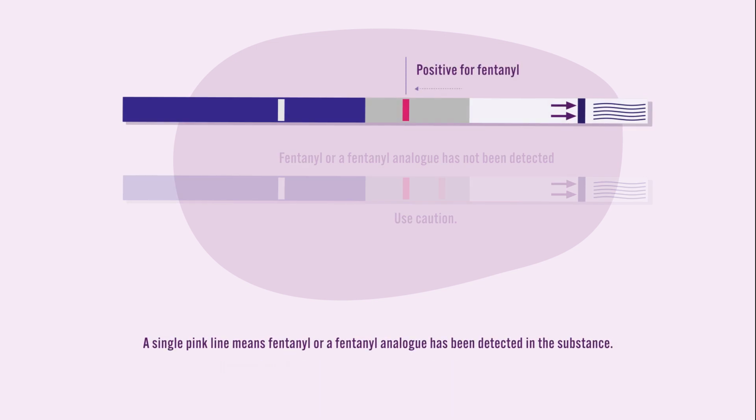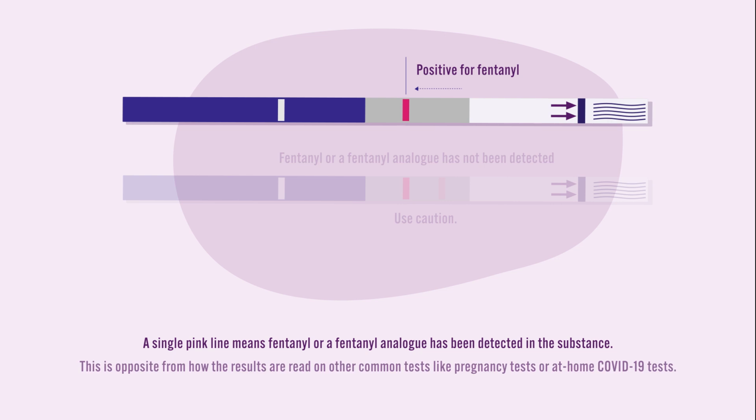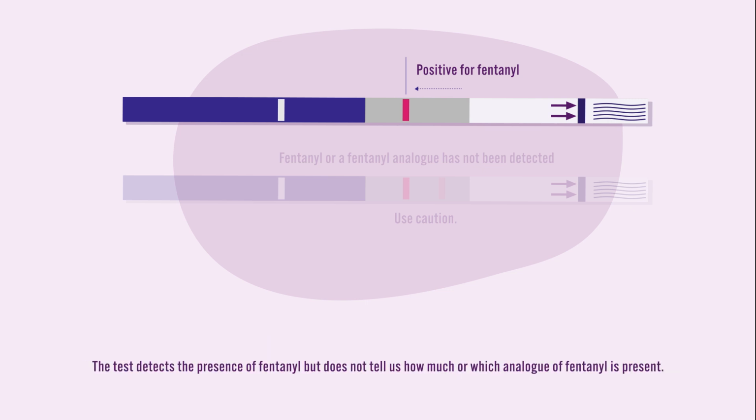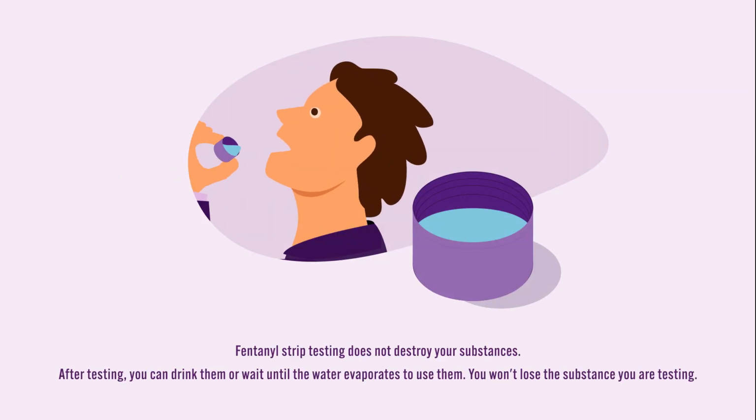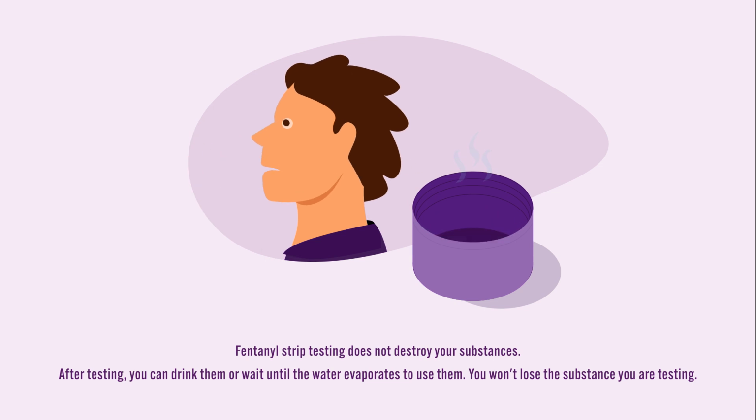A single pink line means fentanyl or a fentanyl analog has been detected in the substance. This is opposite from how the results are read on other common tests like pregnancy tests or at-home COVID-19 tests. The test detects the presence of fentanyl but does not tell us how much or which analog of fentanyl is present. Fentanyl strip testing does not destroy your substances. After testing, you can drink them or wait until the water evaporates to use them. You won't lose the substance you are testing.